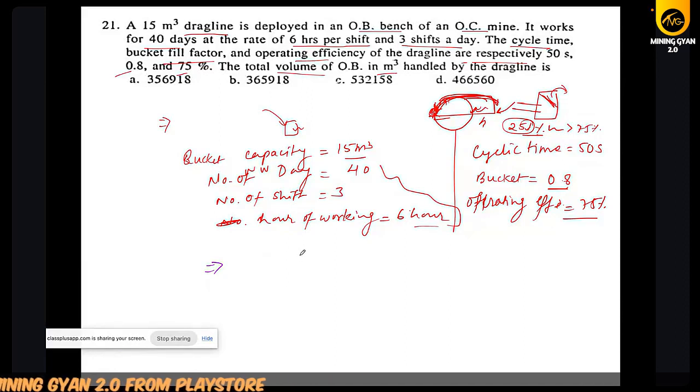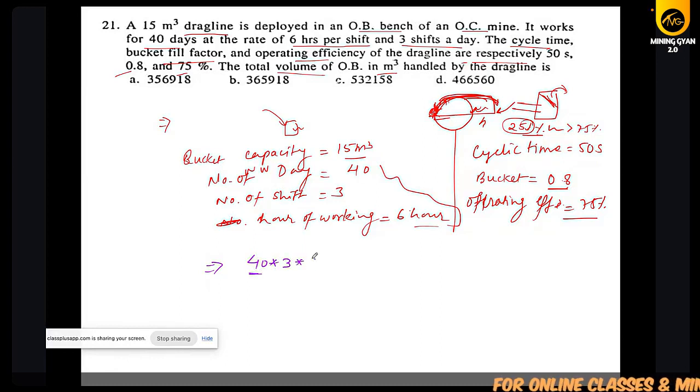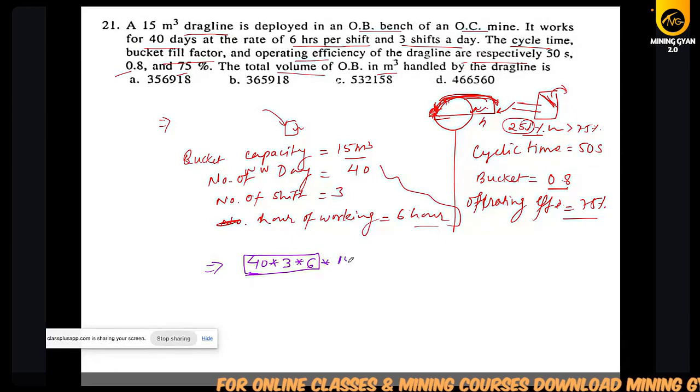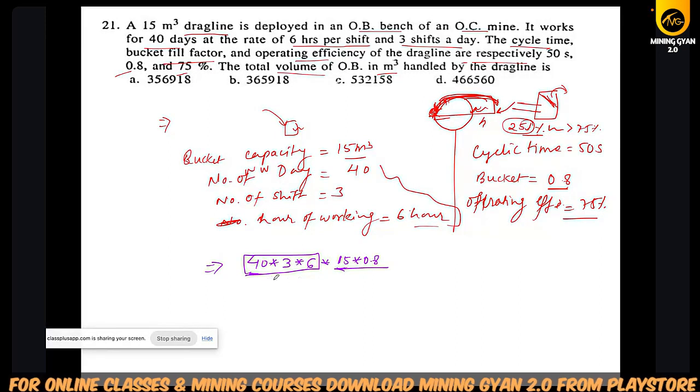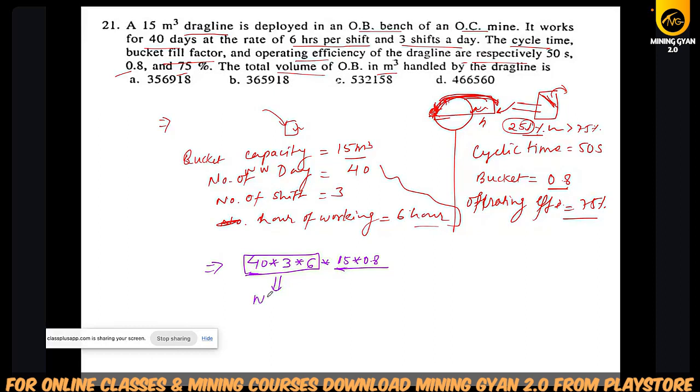तो कैसे निकालेंगे प्रोडक्ट, ओबी कैसे निकालेंगे कि तुम्हारा कितना दिन काम चलेगा, how many days, how many shifts, and in a shift how many hours, this is days. Okay, then your bucket capacity is 15, and the bucket will be filled with 0.8. Okay, so I am writing it as a working.